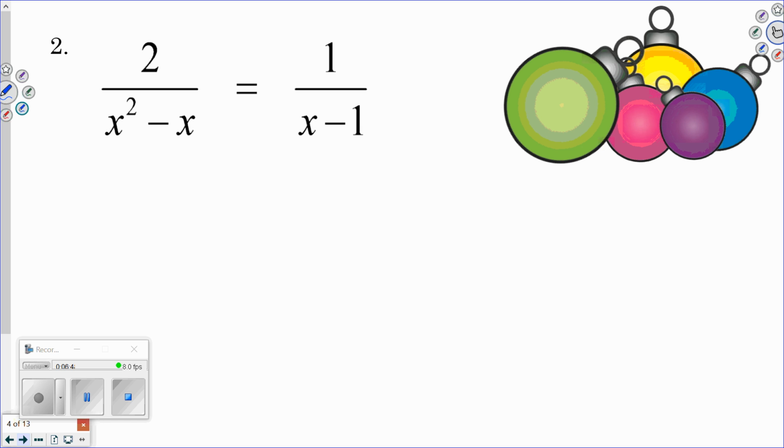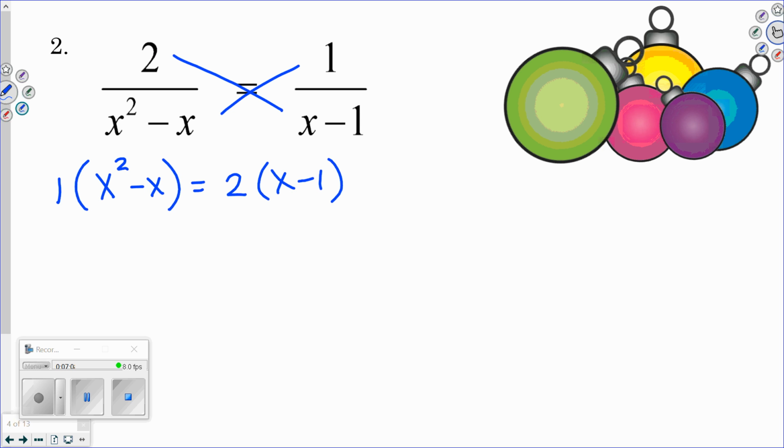All right, number 2. Again, I want you to get in the habit of recognizing these equal sign problems. Today, again, is fraction equals fraction. So we cross multiply. All right, so 1 times x squared minus x equals 2 times x minus 1. No fractions. They're gone. And again, does it matter which way I write that? No.